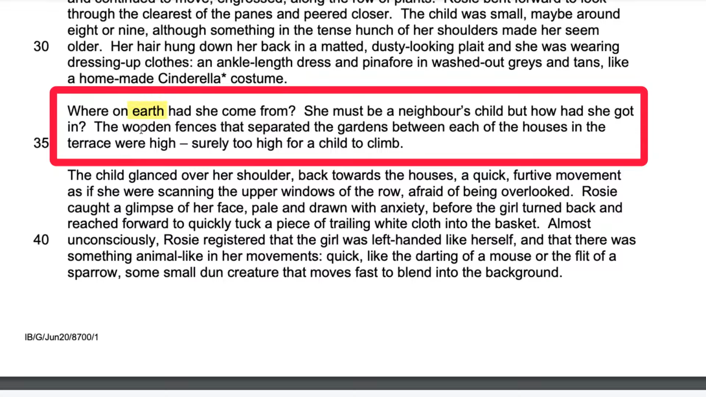Where on earth had she come from? She has not come from Earth. She is supernatural. Okay, so I'm going there.